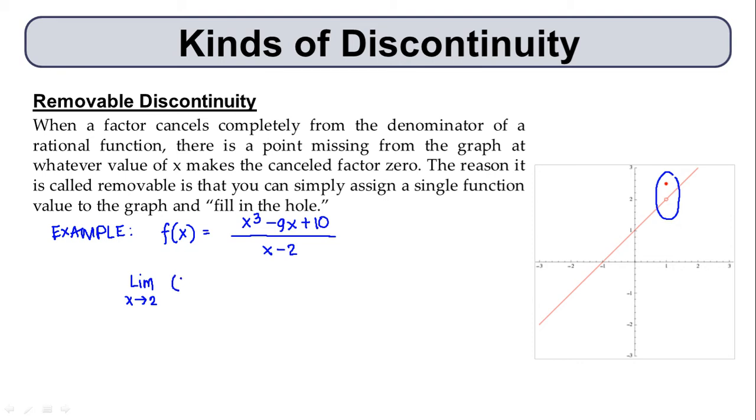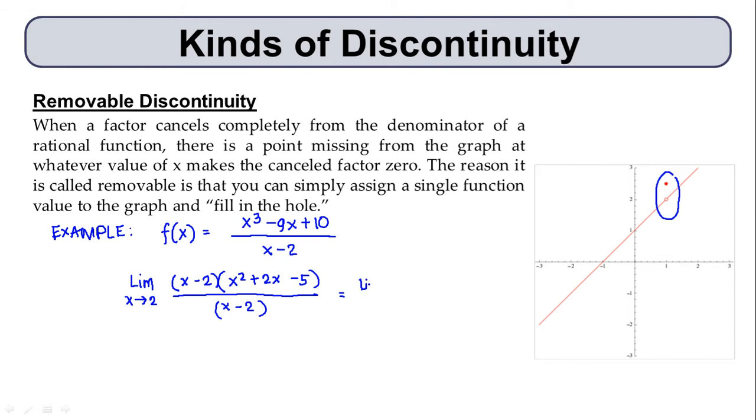I-factor out natin yung x minus 2 dito. So, ang kapartner niya is x squared plus 2x minus 5, no? Divided by x minus 2. So, nagkataon lang na factorable yung ating numerator. So, mag-cancel yan, di ba? So, ano na matitira?